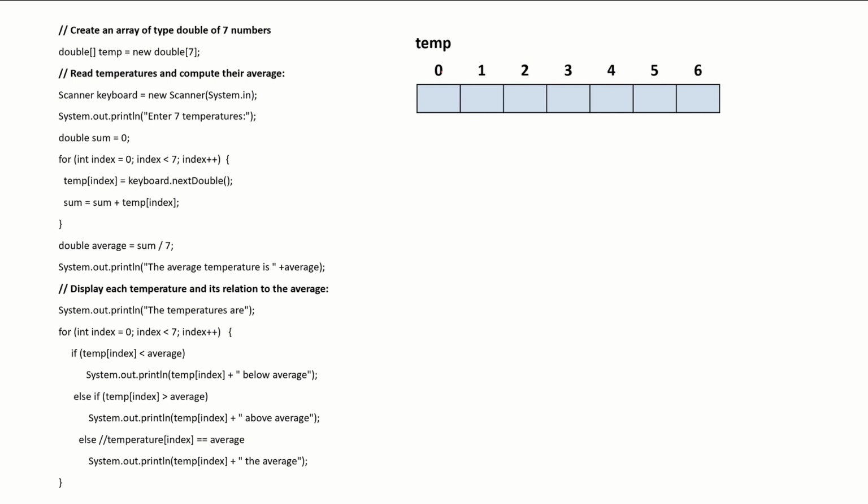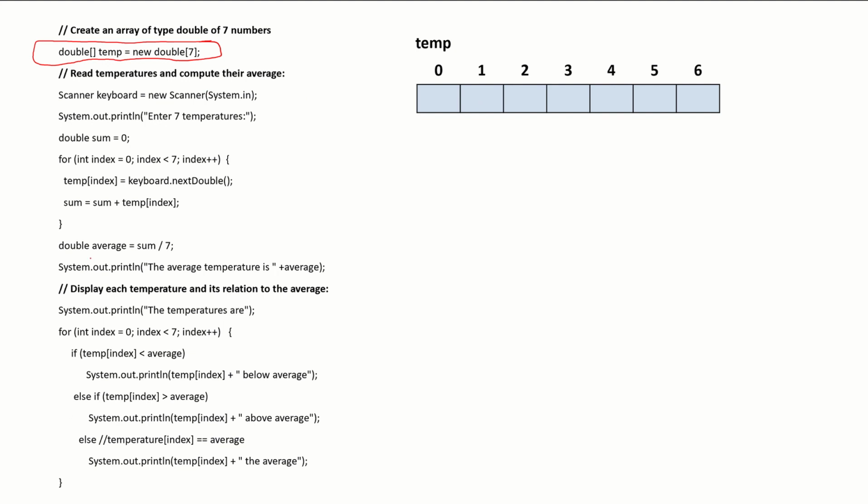Now, the first thing we have to do is define an array temp, and it should hold 7 values. We do this in the following way: double brackets temp equals new double 7, which means create an empty array to hold 7 values. And then we have to read the temperatures and compute their average.